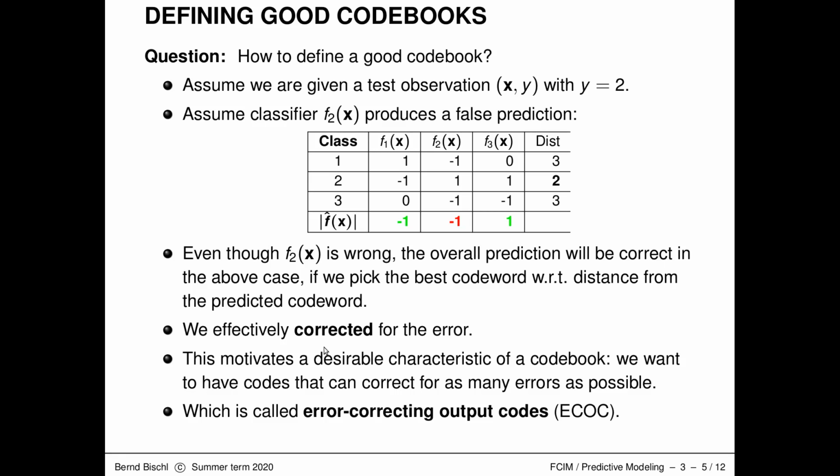And this motivates a desirable characteristic in such a codebook. I want to be able to have as many of these errors in individual components corrected as possible. And these types of codes or codebooks that do exactly this are called error correcting output codes.